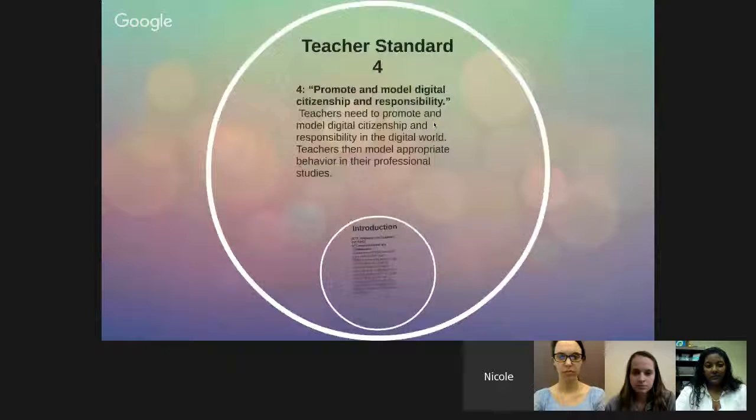The second teacher standard I had was standard number 4, which says promote and model digital citizenship and responsibility. This standard is all about teachers understanding local and global societal issues and responsibilities in the ever-evolving digital culture. Teachers need to model appropriate behavior in their professional practice and with their students. To do this, the teachers address the diverse needs of their students through learner-centered strategies and engage students and themselves with other cultures through the use of digital communication and collaboration tools.